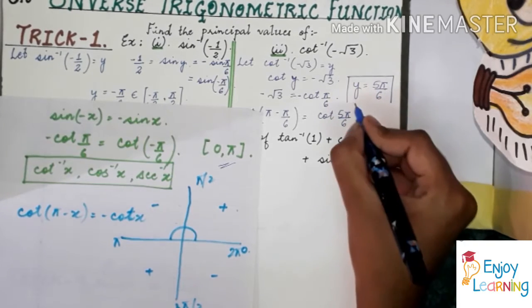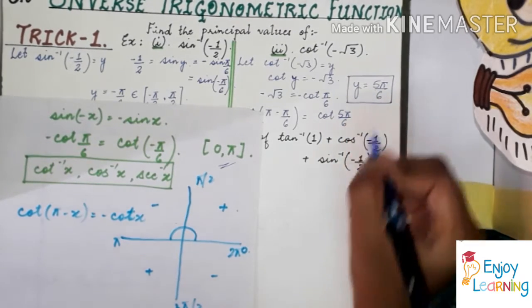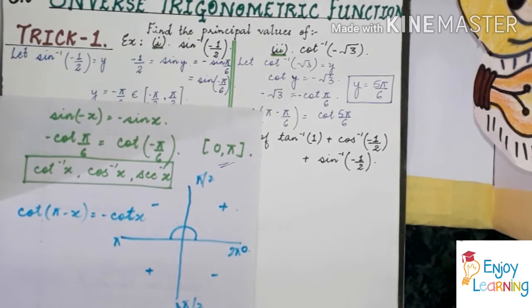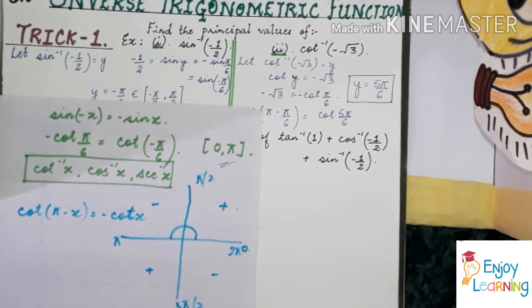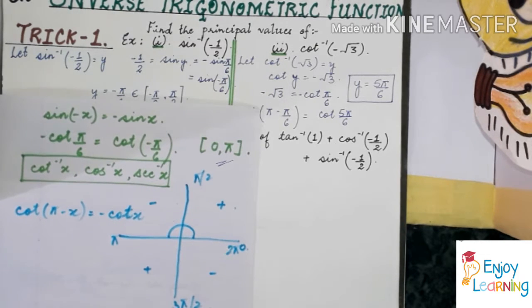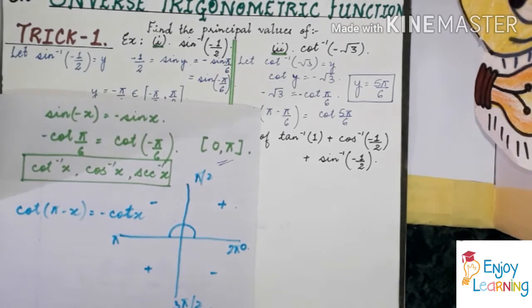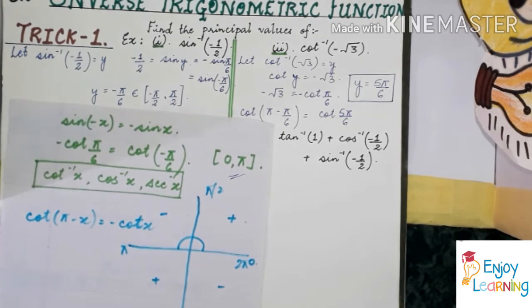So the trick involved in the type 1 questions is that you have to remember the principal value branch of the inverse trigonometric function whenever you are going to find the principal value. Remember the principal value branch. So let's see the trick 2 for type 2.